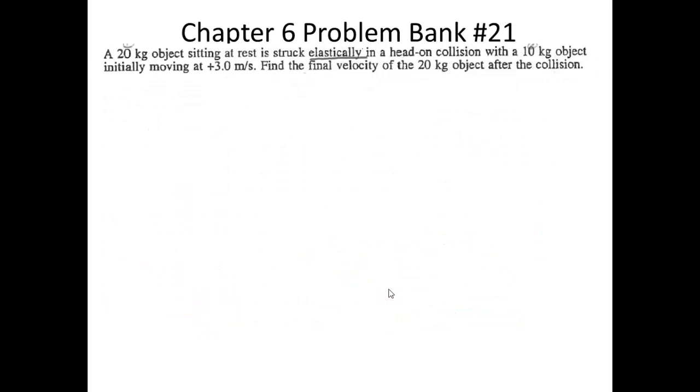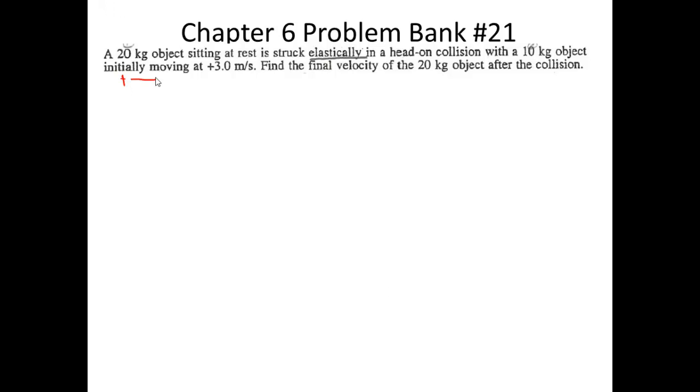Number 21, again, still dealing with elastic collision. A 20 kilogram object sitting at rest is struck elastically in a head-on collision with a 10 kilogram object initially moving at 3 meters per second. Find the final velocity of the 20 kilogram object after the collision. So again, we will say that positive is to the right.